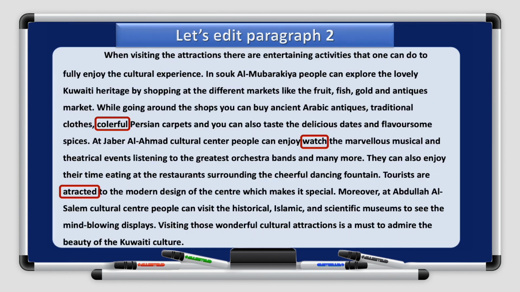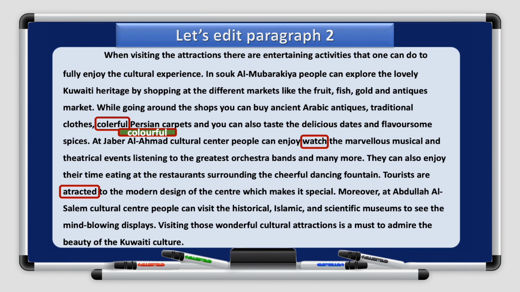Good job. Body paragraph 2. Again, let's look at the mistakes. You have the red box for colorful. That's an incorrect spelling for colorful. So we're going to refer back to a dictionary and find the correct spelling, colorful.